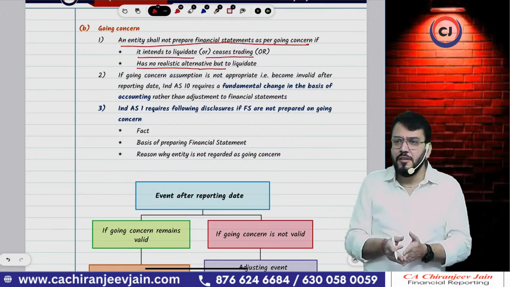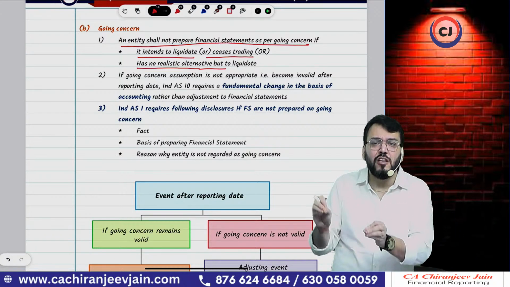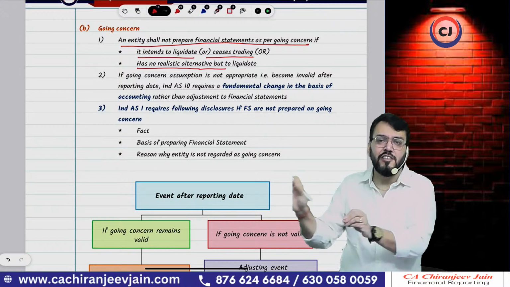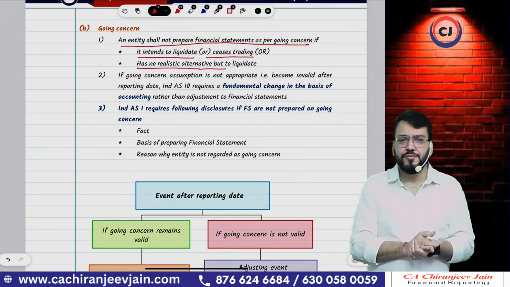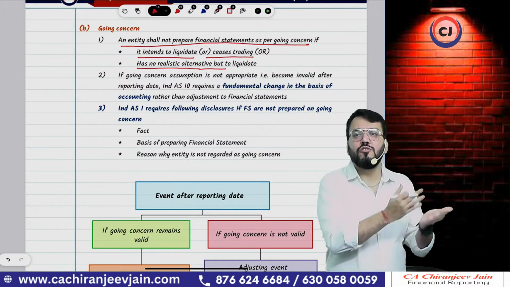For example, the government has put some restriction on the liquor industry. Liquor, in Bihar it happens, in Gujarat it happens.